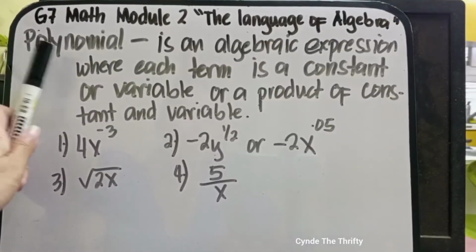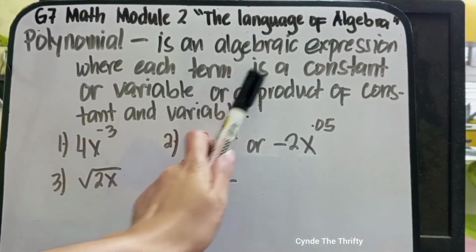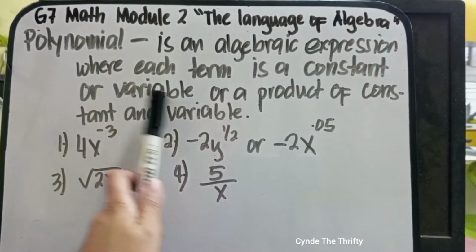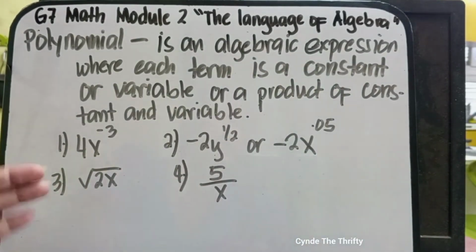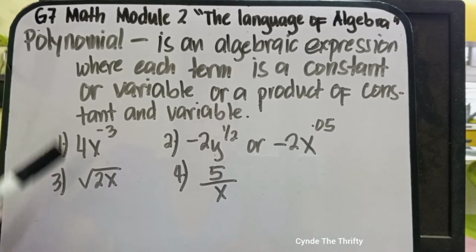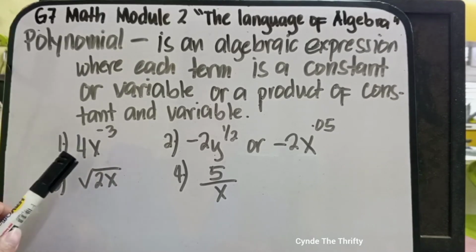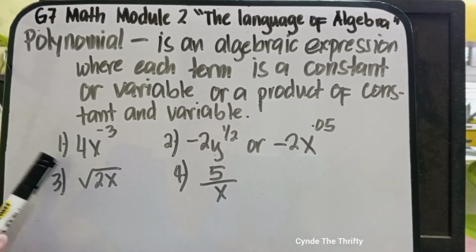Ano naman yung polynomial? Polynomial is an algebraic expression where each term is a constant or variable or a product of constant and variable. So, yun yung tinatawag nating polynomial. It is an algebraic expression kung saan meron siyang constant, meron siyang variable, or combination of constant and variable. Matatawag nating hindi polynomial ang isang given kapag ang kanyang exponent is a negative integer. So, kapag negative ang kanyang exponent, hindi natin siya pwedeng tawaging polynomial.